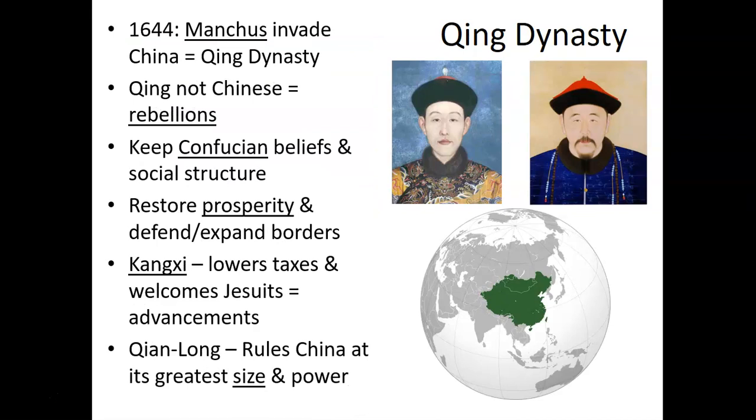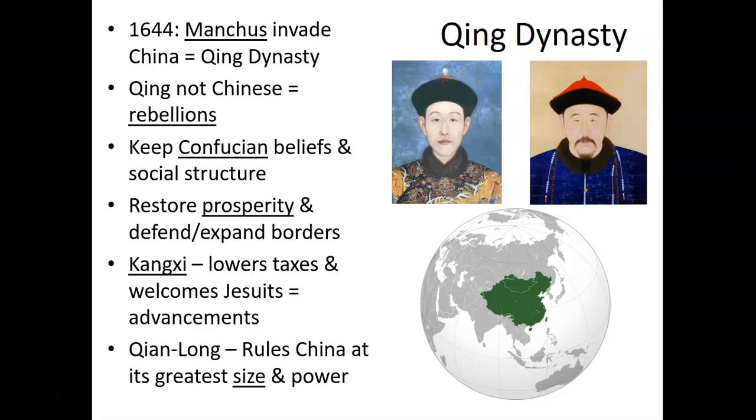Now, what happens though is the Ming Dynasty is actually going to fall, and they're going to fall when a group called the Manchus invade China and take over, and they're going to name themselves the Qing Dynasty. Now, the Qings aren't Chinese, and this is going to lead to several rebellions that are going to take place. This is something very similar that happened when the Mongols took over earlier.